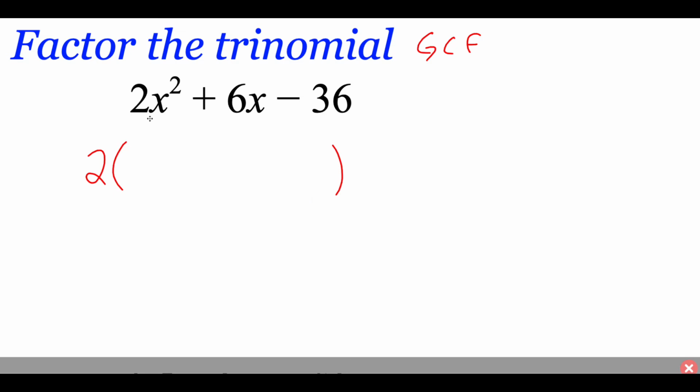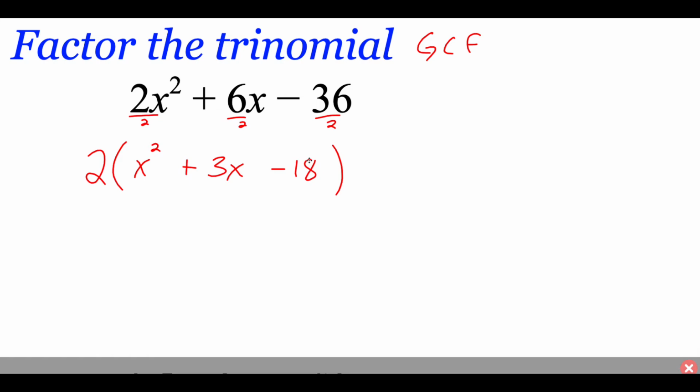Now when I factor that 2 out, I want to remember that that really means I'm dividing everything in here by that 2. So if I take 2x squared and divide it by 2, I just get x squared. If I take 6x and divide it by 2, I just get 3x. And if I take negative 36 and divide it by 2, I get negative 18.